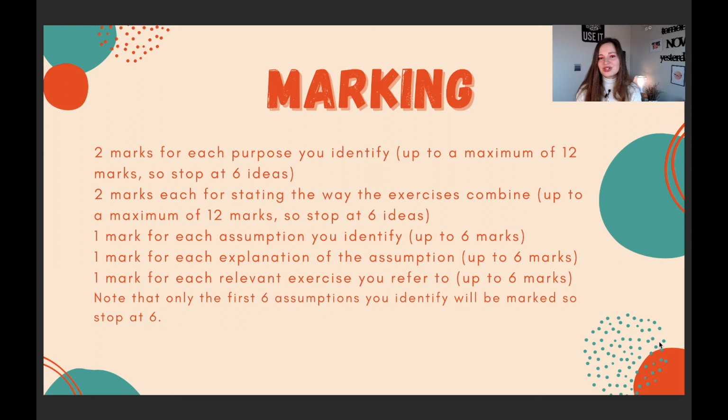1 mark for each assumption you identify. There are 6 assumptions, so the max of 6. 1 mark for each explanation of the assumption, up to 6 marks. 1 mark for each relevant exercise you refer to. So you can see that if you mention the assumption, the reason, and the reference to the exercise, you can get 18 marks, and that's a lot actually. Note that only the first 6 assumptions you identify will be marked, so stop at 6.